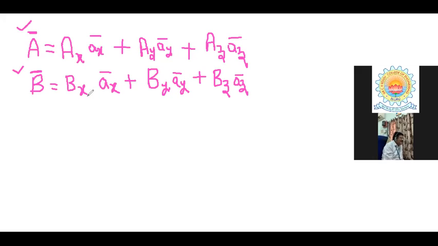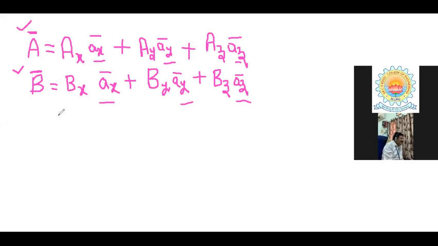Similarly, B bar is taken as Bx ax bar plus By ay bar plus Bz az bar. Here ax bar, ay bar and az bar are the directions of the different coordinate axes, so while representing, these will be common. These directions are common, whereas only the magnitudes, that means the components of different vectors along the x direction, y direction, z direction, will change. That's all. That means here only the component of B bar along the x direction will be changing, and along the y direction or z direction.